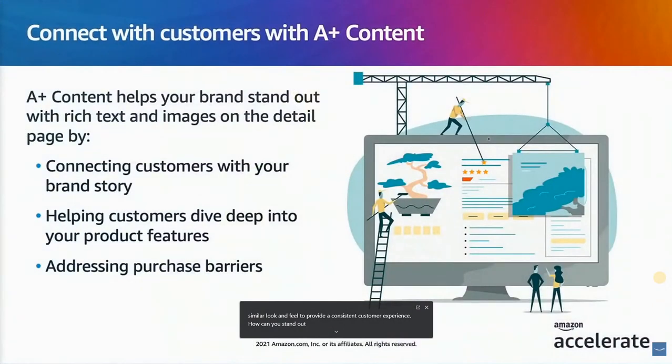Thanks, Kate. I'll begin by talking about what A+ Content is. A consistent look and feel. Each page in the Amazon store has a similar look and feel to provide a consistent customer experience. How can you stand out? A+ Content, previously known as Enhanced Brand Content, is rich text and image content below the fold on the detail page. It is intended to be supplemental content from what's highlighted in the image gallery and product bullets at the top of the page. Adding A+ Content helps you connect customers with your brand and your brand story, and helps the customer deep dive into product features to aid in the buying decision.